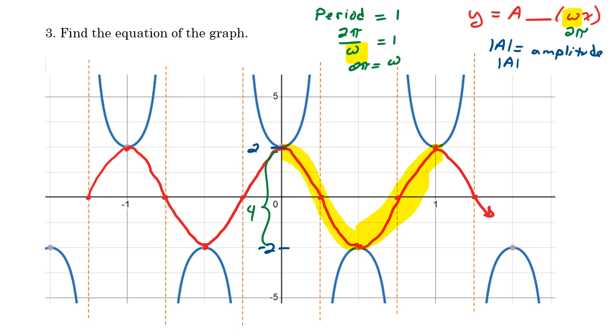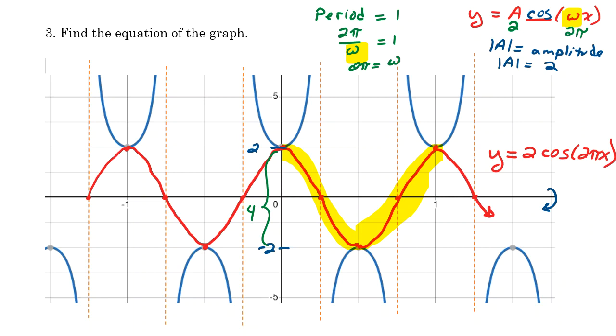And my a could be positive or negative, depending on whether I need my graph to reflect over the x-axis. And it looks like this is a cosine graph that hasn't been flipped over the x-axis, right? So I think we're going to be doing cosine, and we're not flipping over the x-axis, so a is going to be 2. Okay, let's put this all together for the red graph. So my red graph is y equals 2 cosine 2 pi x.